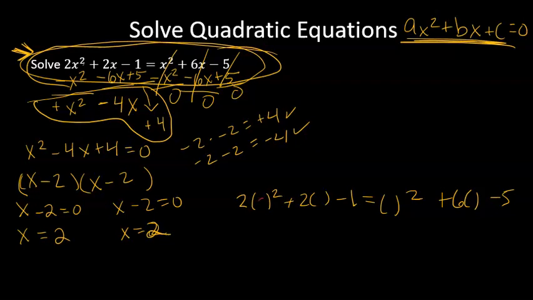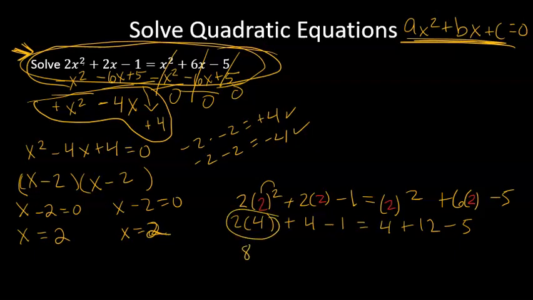And I think I'm going to put the 2 in here, right over here, and then up into this. All right, cool. So what does that give me? Well, we're gonna do 2 times square root of 2. Let's see, which gives me 2, and that gives me a 4, right? Plus 4 minus 1 equals 4, plus 12 minus 5. And then we're going to put these together, which gives me 8 plus 4 minus 1 equals 4 plus 12 minus 5.